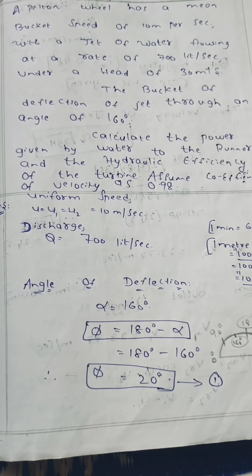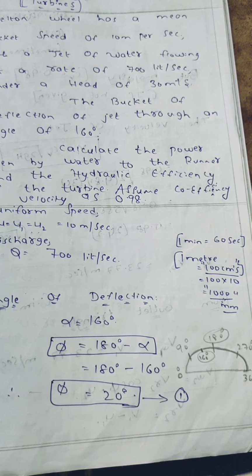Remember, 1 minute equals 60 seconds, 1 meter equals 100 centimeters, and 1 centimeter equals 10 millimeters, so 1 meter equals 1000 millimeters. In this way we have to come to a conclusion about how much the speed of the runner will be in centimeters and millimeters. So phi equals 180 minus alpha, which is 180 minus 160, phi equal to 20 degrees.